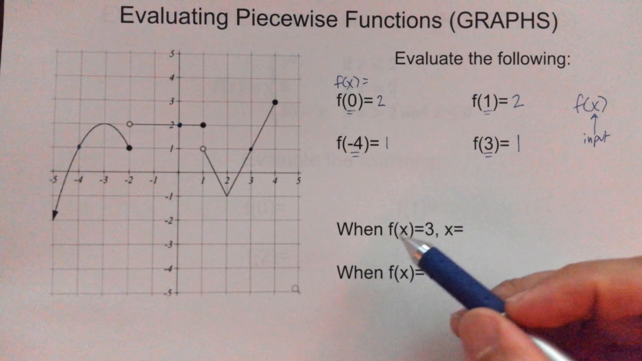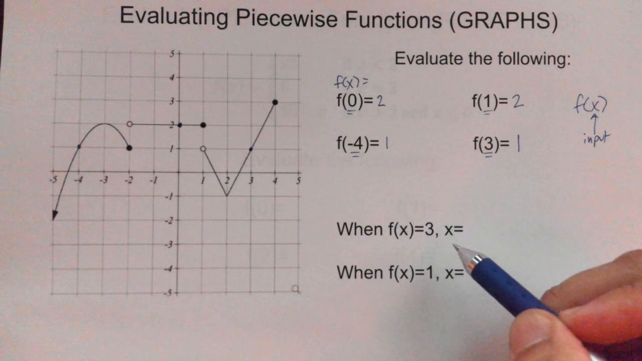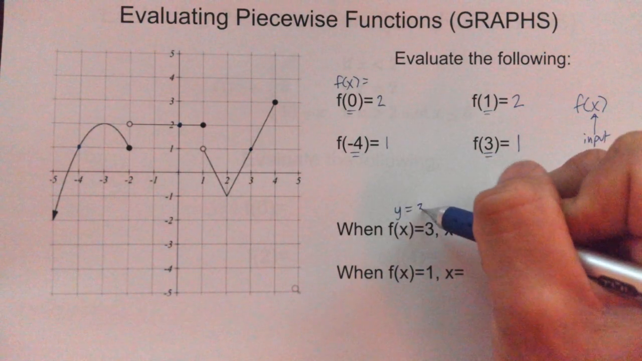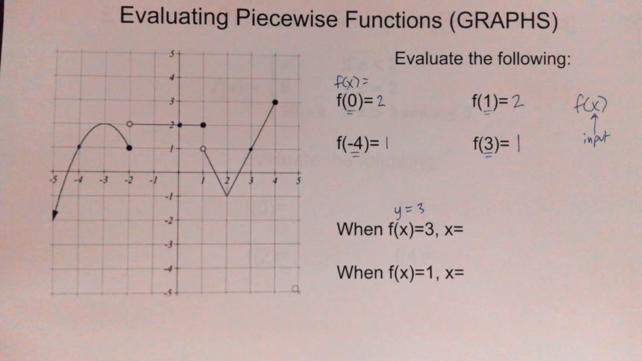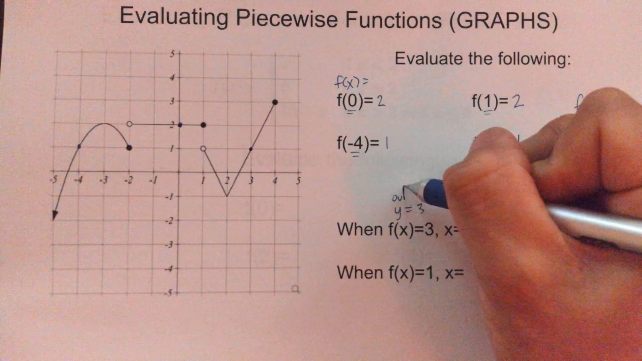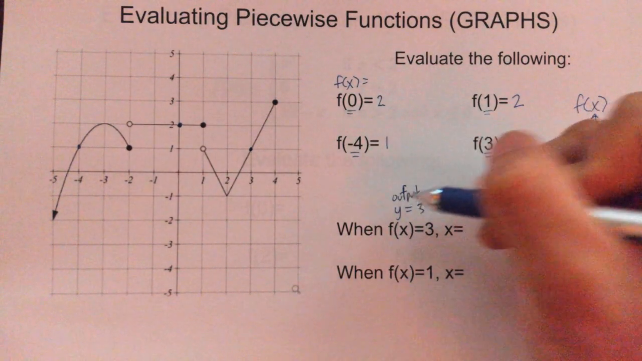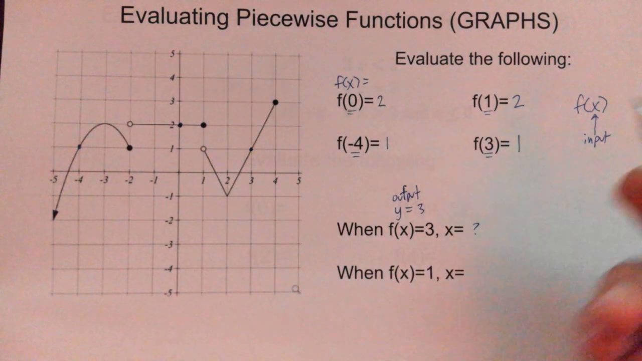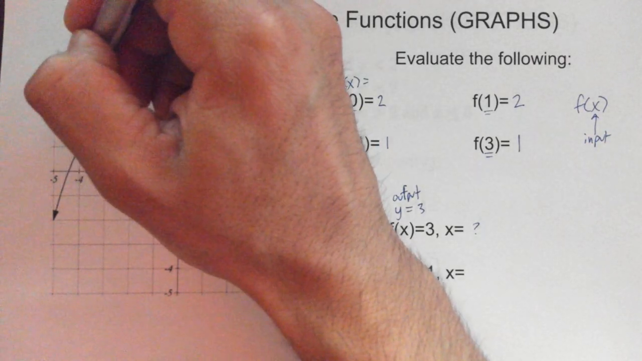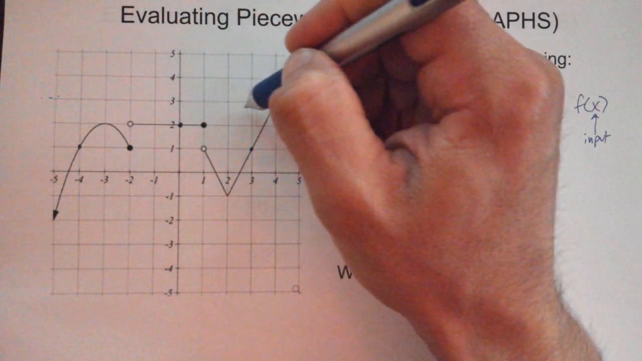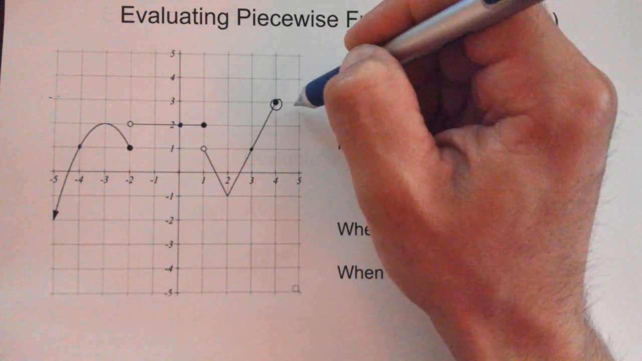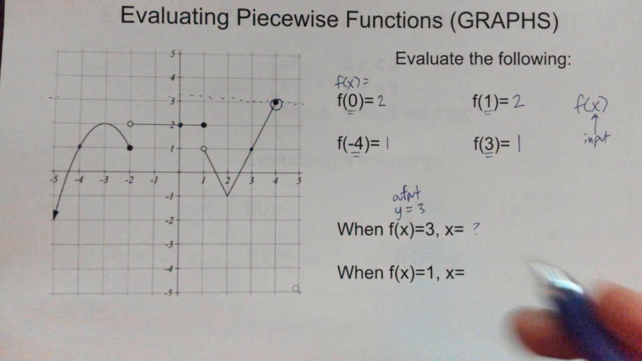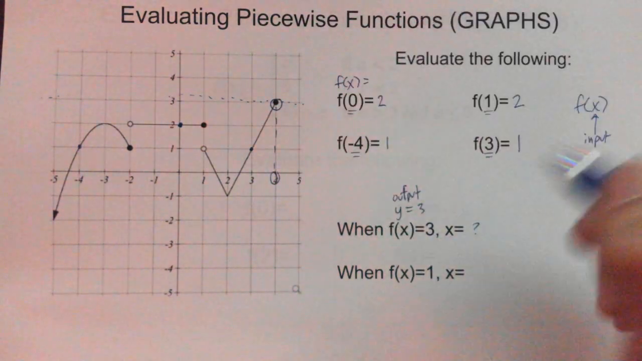As you can see below, we are now given f of x, and we want to solve for x. Another variable for f of x is y. This is the same thing as saying y equals 3. When the output is equal to 3, what is the input? So I go to the y-axis and ask, when does my function equal 3? And I can see that it equals 3 up here, when x equals 4.